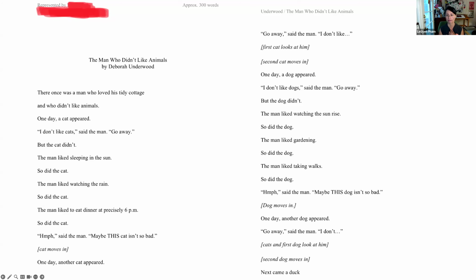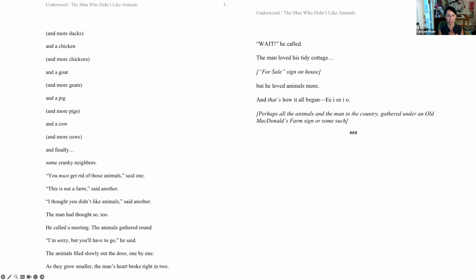Second dog moves in. Next came a duck, and more ducks, and a chicken, and more chickens, and a goat, and more goats, and a pig, and more pigs, and a cow, and more cows, and finally, some cranky neighbors. "You must get rid of those animals," said one. "This is not a farm," said another. "I thought you didn't like animals," said another. The man had thought so too.